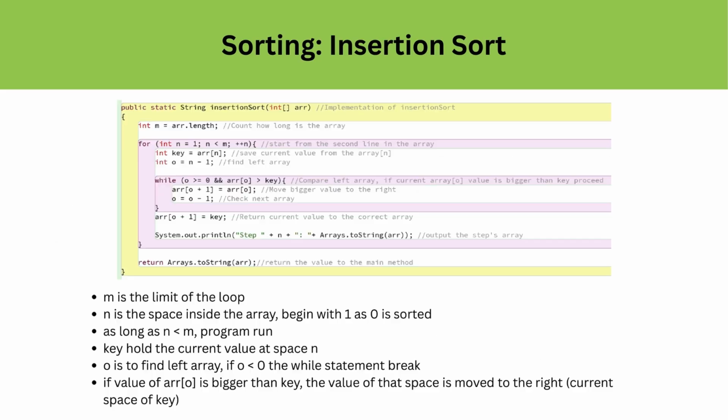So for the coding implementation, M is the limit of the loop, while N is the space inside the array, beginning with 1, as 0 is sorted. As long as N is less than M, the program will run. Key holds the current value at space N. O is to find the left array. If O is less than 0, that means we reach the end of the array and the while statement breaks. If the value of array O is bigger than the key, the value of that space is moved to the right of the current space of the key.